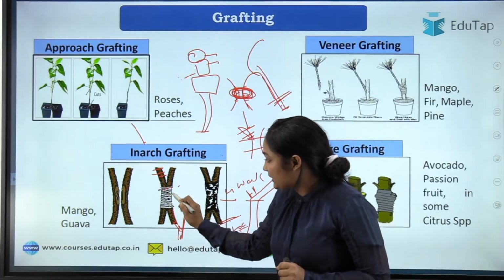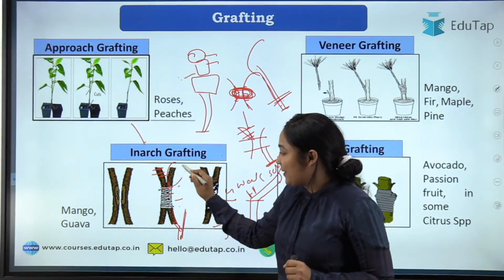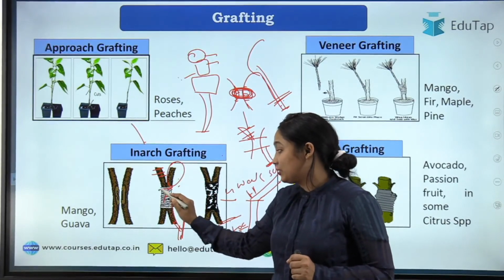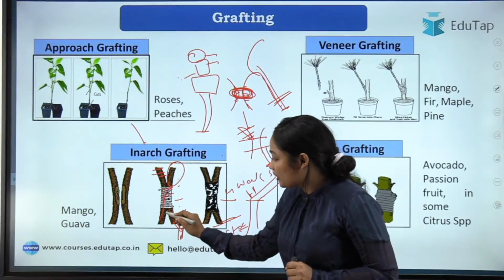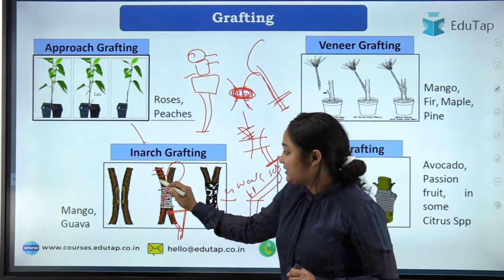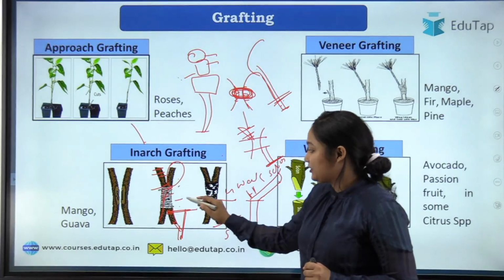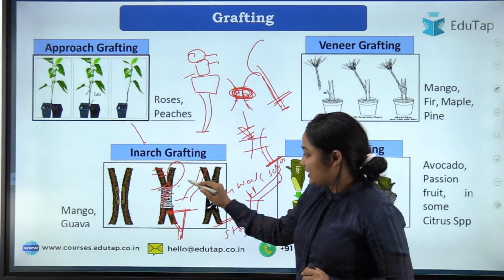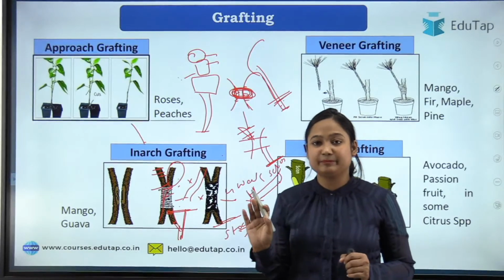Once you are sure, after 4 weeks, that this particular part is green, it means it is completely attached to your parent part. Now you can completely detach it from here, and this part you can completely detach from here, and your plant shape will be something like this, and this is the removed part.